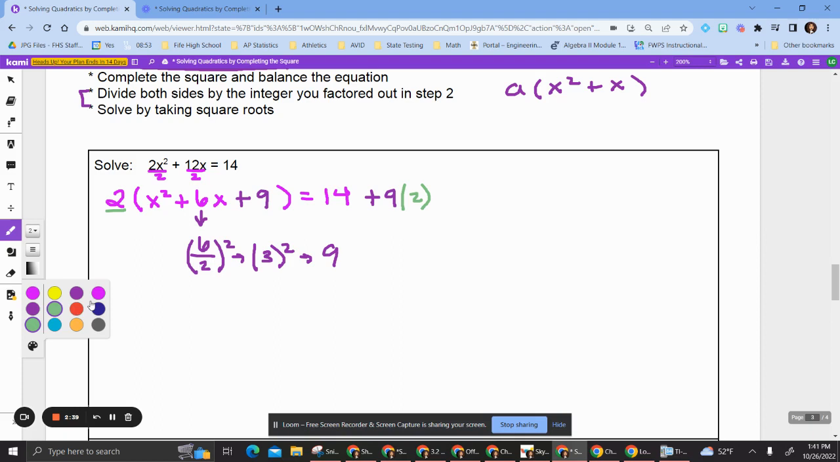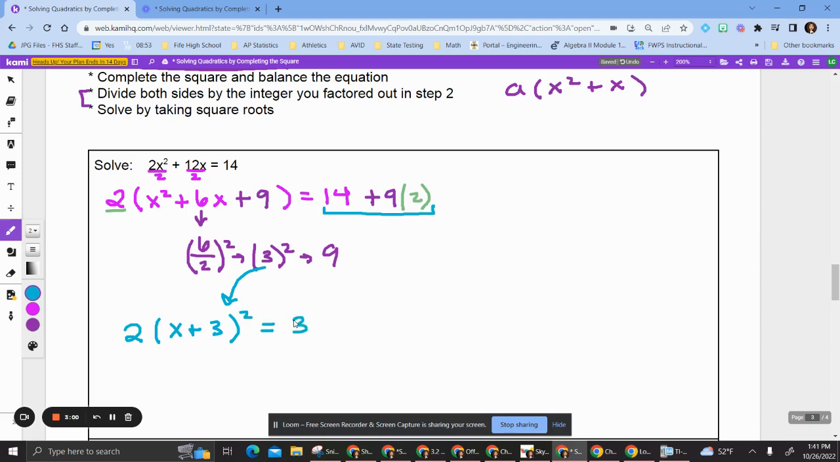Then I'm going to simplify the left-hand side. So I still have this 2 out in front. Just like yesterday, this 3 gets to come right here. So it's just going to be x plus 3 squared. And then I'm going to take all of these numbers right here: 14 plus 9 times 2. And 9 times 2 is 18. Add to 14, we get 32. Okay, and that's where we get this 32 from, is all those numbers right there. And then this 2 is coming down from right here.